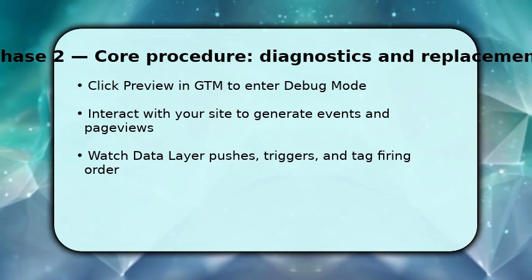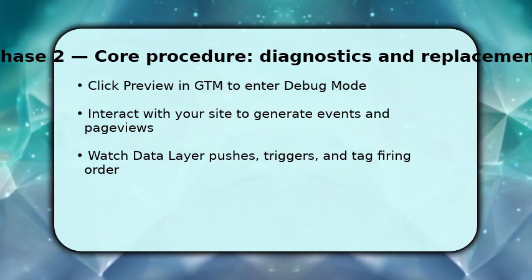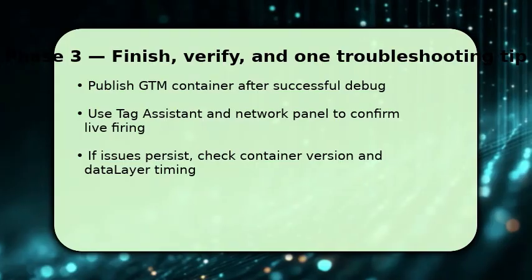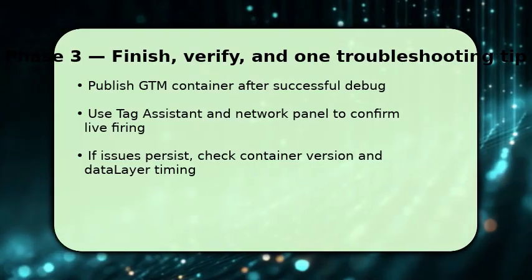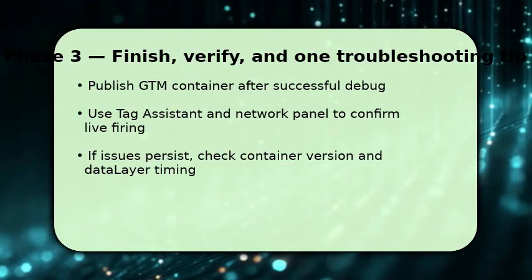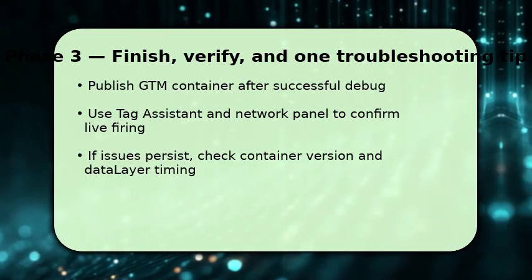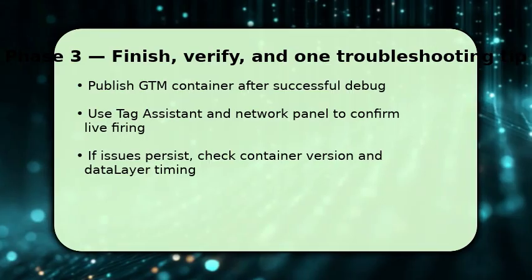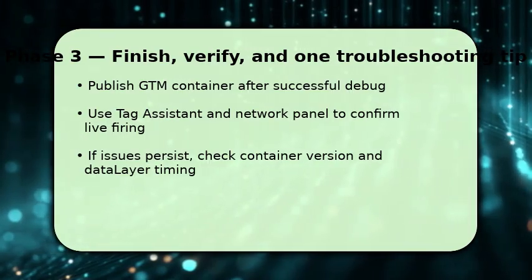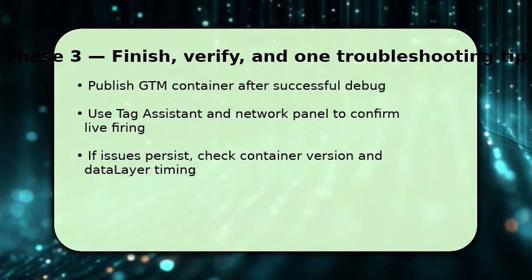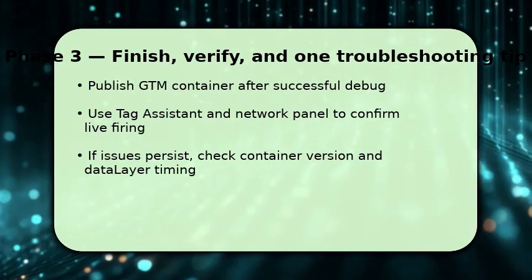You finish by publishing the container when tests pass in preview, because unpublished changes won't run for general users. Once published, reload the site without preview and use Tag Assistant and the Browser Network panel to confirm tags fire on live pages. Make sure events appear in analytics in 24-48 hours for end-to-end validation.